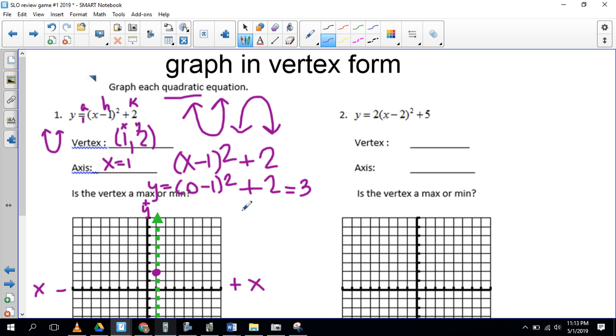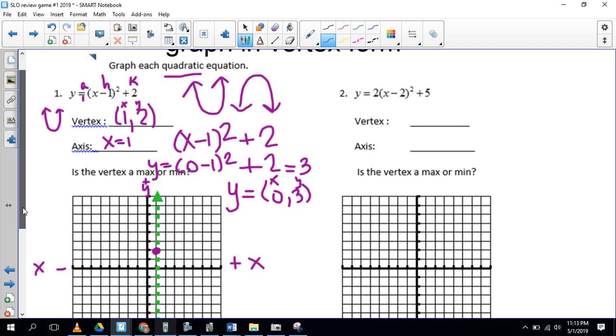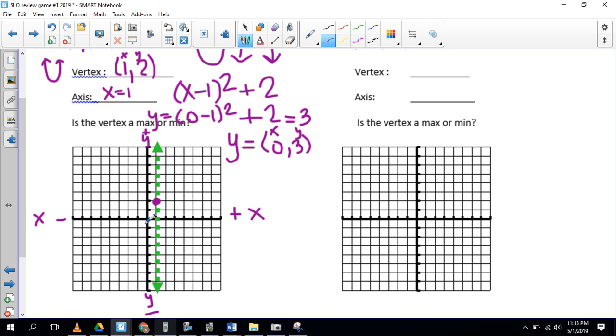So all we have to do now is we're going to plot our y-intercept. So our y-intercept, we know y is 3, but what did we plug in for x? Well, we plugged in 0. 0, 3 is our point we must plot. It's our y-intercept. So 0, we go left to right, none. We just go up 3. 1, 2, 3. That's my y-intercept.